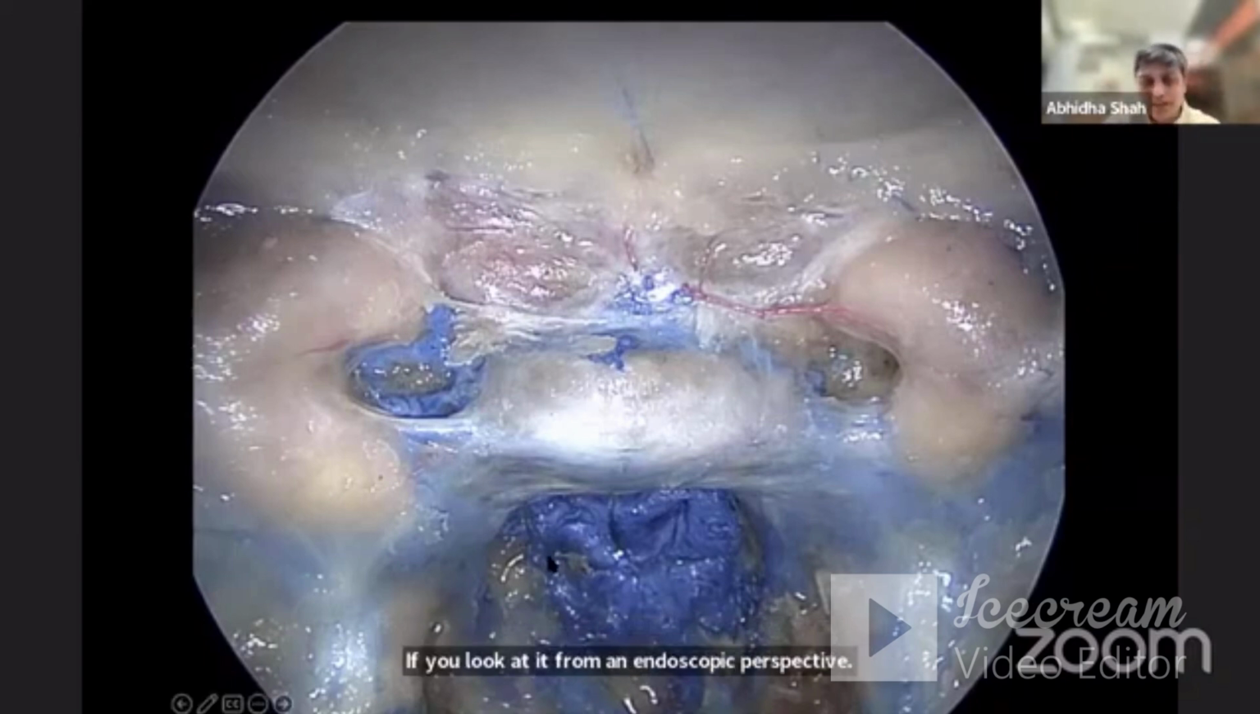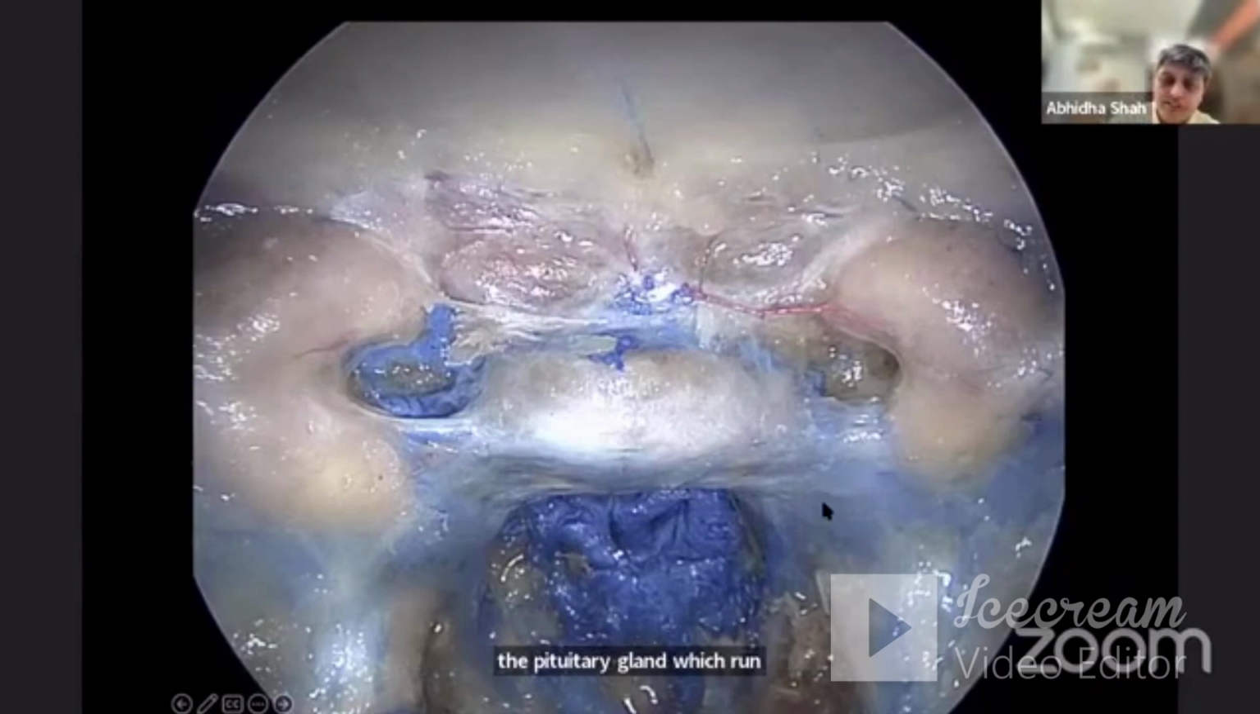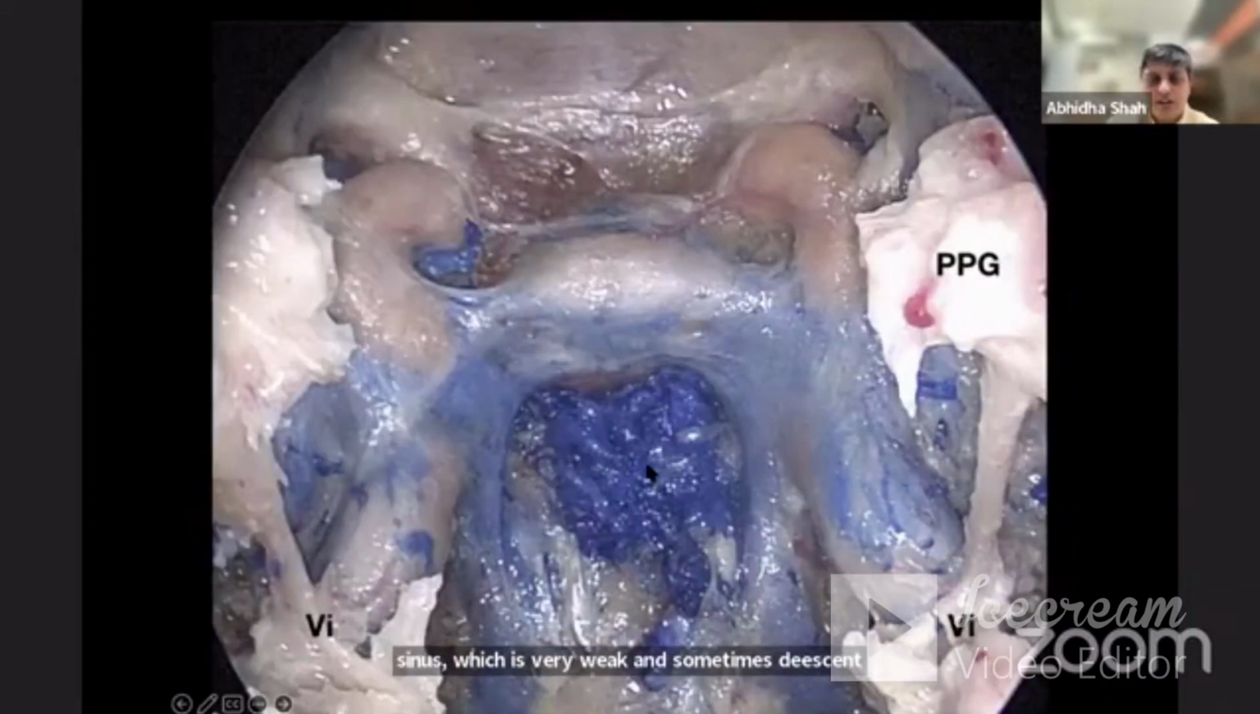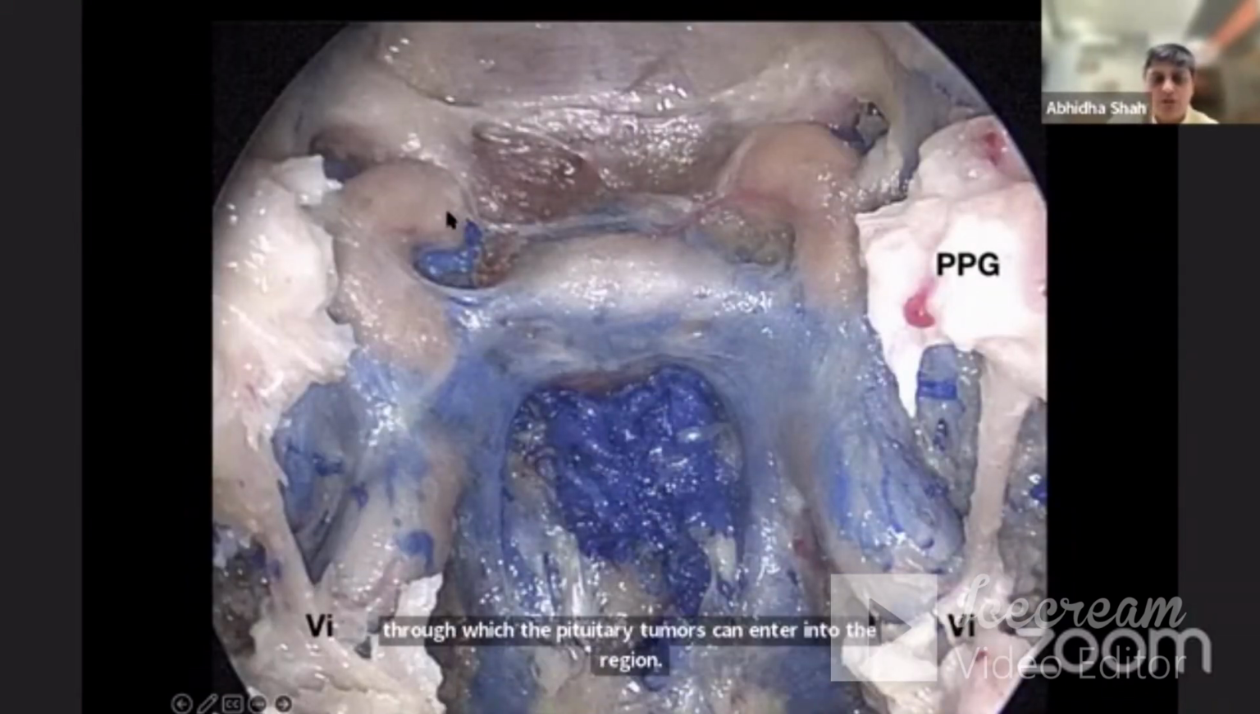This is the anterior view. You see the cavernous carotid here. You see some branches that are directly going on to supply the capsule of the pituitary gland, and that is McConnell's capsular artery. This is the pituitary gland. This is the ligaments of the pituitary gland which run towards the carotid artery, and this is the medial wall of the cavernous sinus, which is very weak and sometimes dehiscent, through which these pituitary tumors can enter into the region. Now some more dissection has been carried out, and you can see the whole course of the carotid artery.